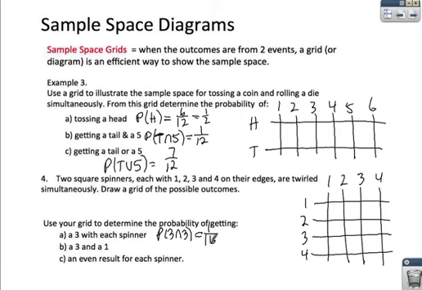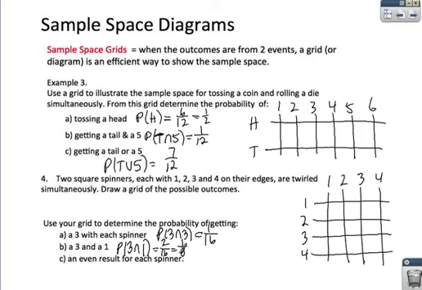A 3 and a 1, the probability of getting a 3 and a 1. Again, we're looking for all the intersections that involve 3 and 1, and there's 2 of those. 3 on the top spinner, 1 on the side, or a 1 on the top spinner and 3 on the side. So that corresponds to 2 of the 16 intersections, which can be reduced to 1 over 8.